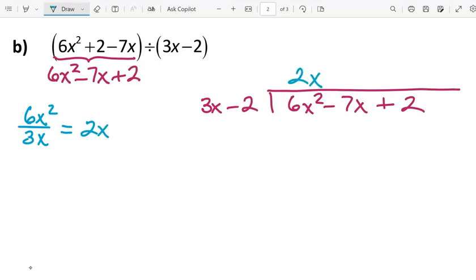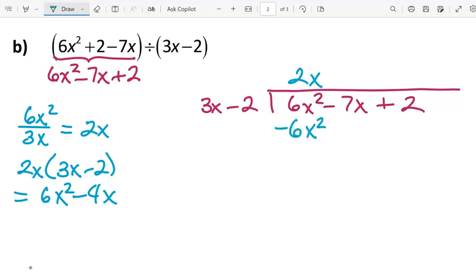I'm going to place that quotient first term above, and now I'm going to multiply that by the entire divisor. So 2x times 3x minus 2 is 6x squared minus 4x. Now I'm going to place that beneath the 6x squared minus 7x, but I'm going to change the signs. Negative 6x squared plus 4x. Draw that line, and now we're going to add. The first terms add up to 0, and the second pair of terms add up to negative 3x. Go ahead and bring down that plus 2.